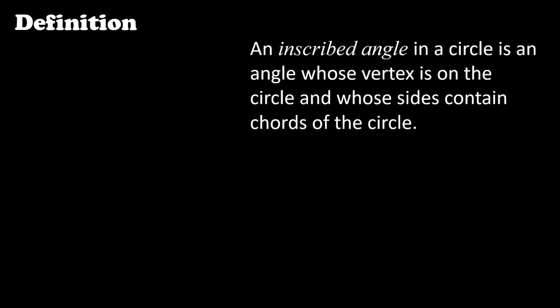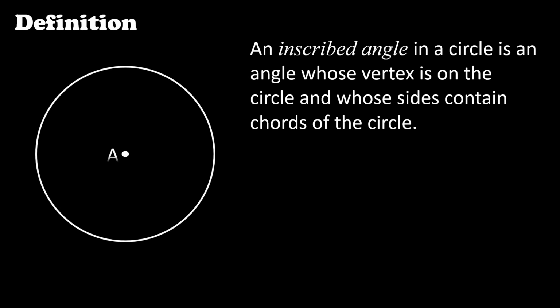Let us have another definition. An inscribed angle in a circle is an angle whose vertex is on the circle and whose sides contain chords of the circle. In the figure, we have circle A, ray DB with endpoint at D and containing point B of the circle, and ray DC with endpoint at D and containing point C of the circle.